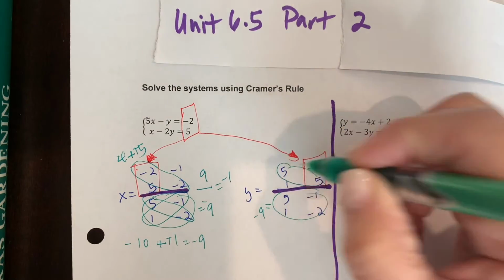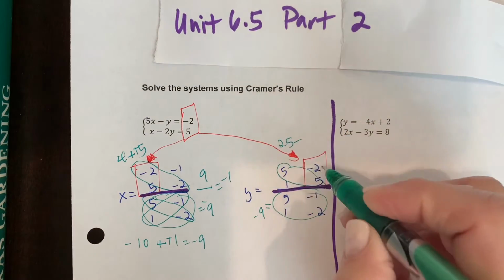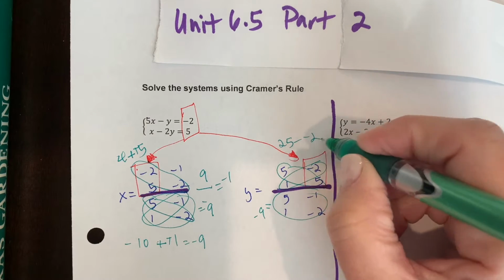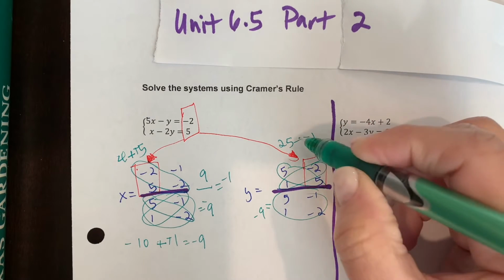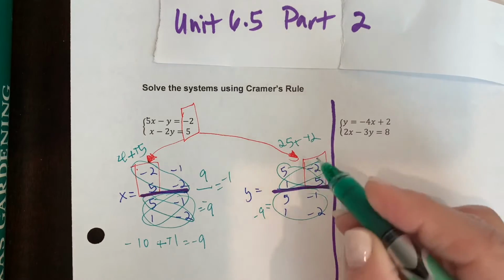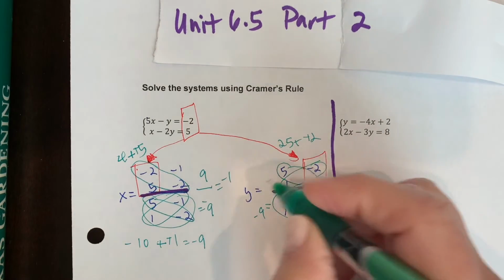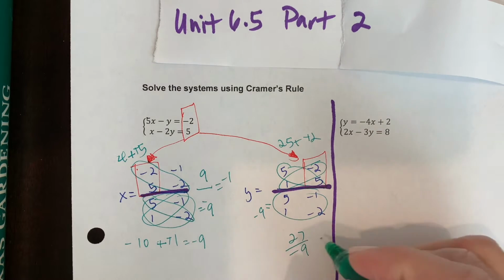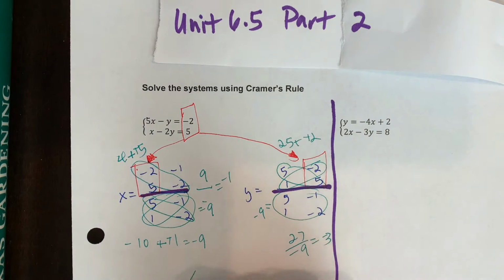Okay, let's figure out this one. 25 subtract a -2. Okay, so that's really going to make that add. So it's 27. So I really have 27 over -9. So that makes this answer -3. So my x value was -1. My y value was -3.